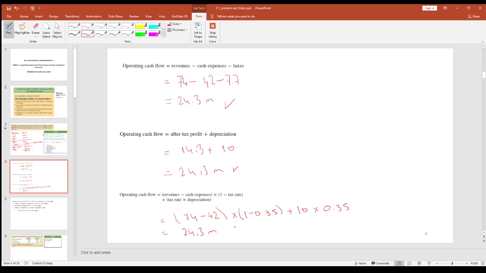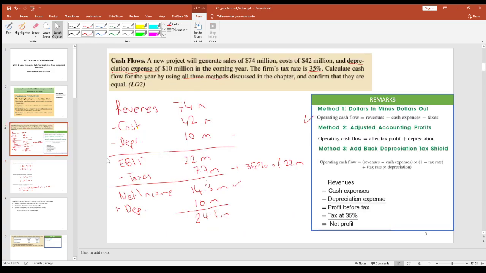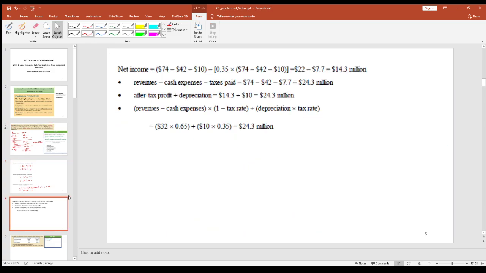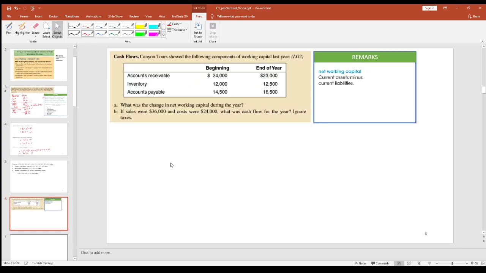As you see, each of these methods gives the same result for this problem. On this slide, you can also see a more formal, better way of writing it. Let me move on to the second problem. In this problem, what do we have?